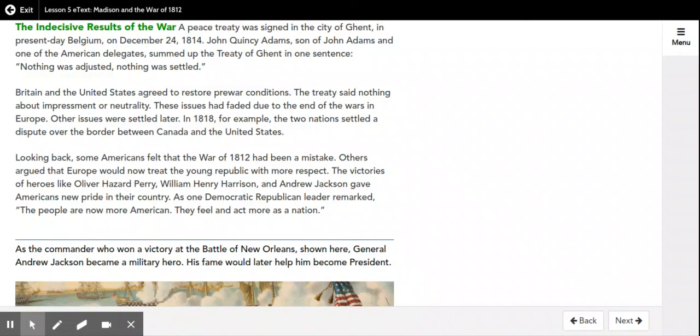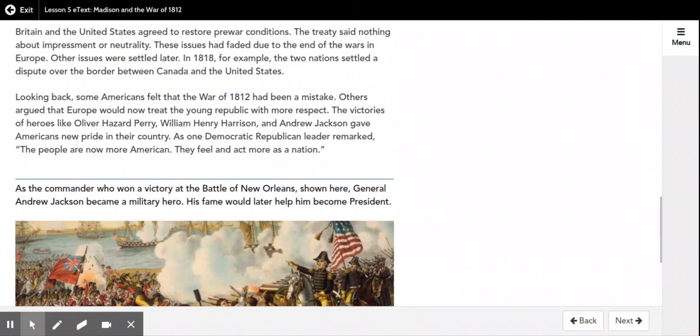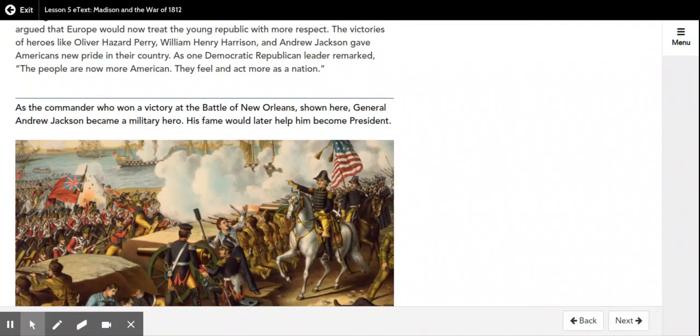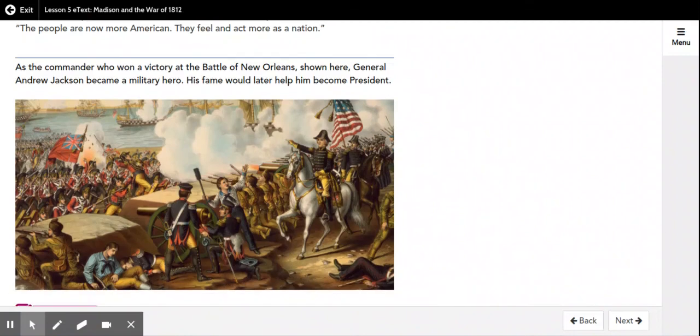Looking back, some Americans felt that the War of 1812 had been a mistake. Others argued that Europe would now treat the young republic with more respect. The victories of heroes like Oliver Hazard Perry, William Henry Harrison, and Andrew Jackson gave Americans new pride in their country. As one Democratic-Republican leader remarked, "The people are now more American. They feel and act more as a nation."